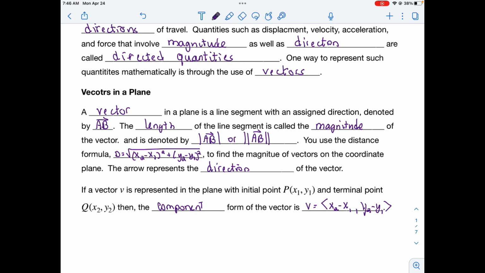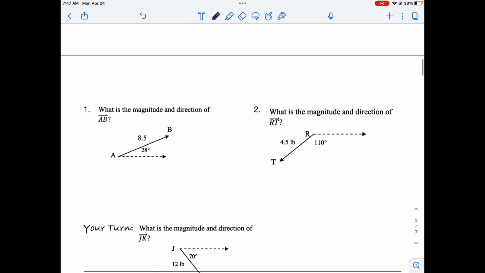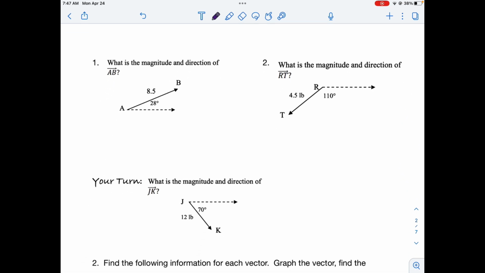So in the next few examples, we're going to see how well you use the definition, magnitude, and direction to answer the following questions. So what is the magnitude and direction of vector AB? Remember, magnitude is another word for the length of the line segment. So that means the magnitude of vector AB is equal to 8.5. Now, the direction is the angle from the positive x-axis in standard position. So it's always an angle in standard position. So this direction would be 28 degrees.